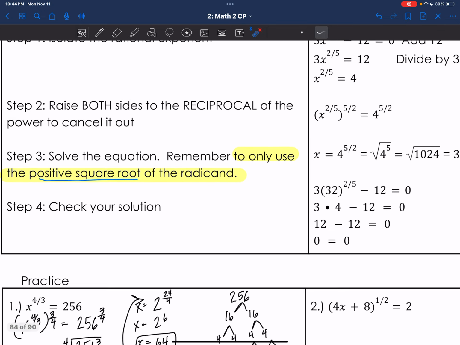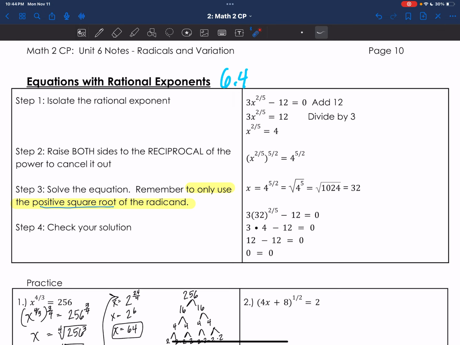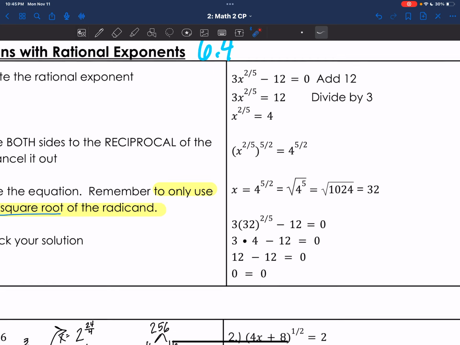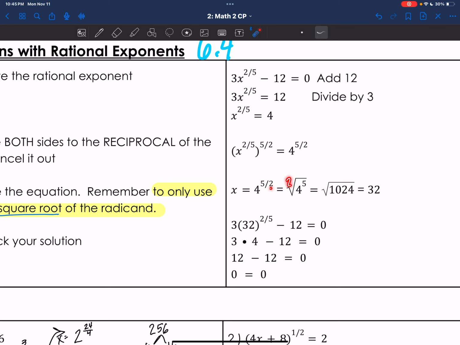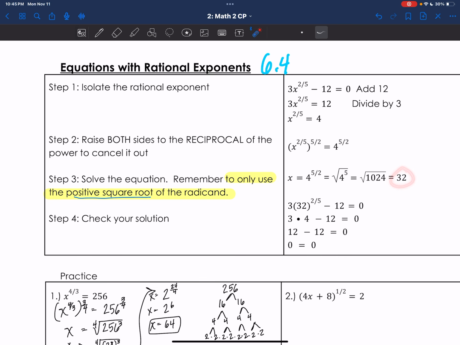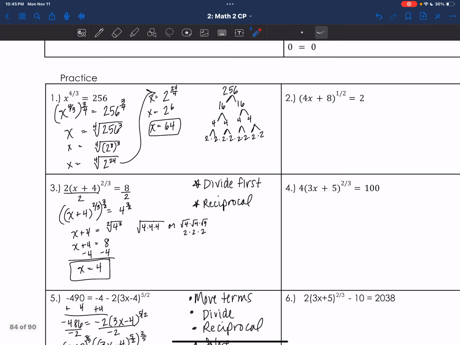Now that you've got that, we can solve the equation just like we've done before, but we only want to use the positive square roots of the radicand. If you get any extraneous solutions, we're not going to worry about those. So for this one, remember 2 is right here, 5 is right here. Then simplify and take the square root. You can check your solution by substituting it in wherever you see x in your original equation, and you're good to go.